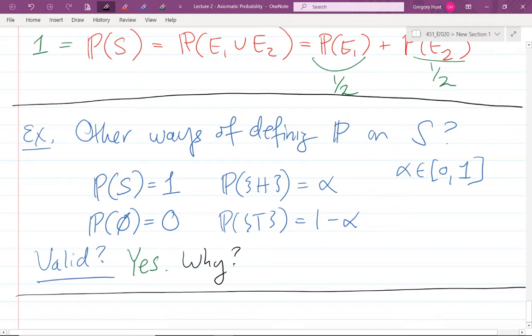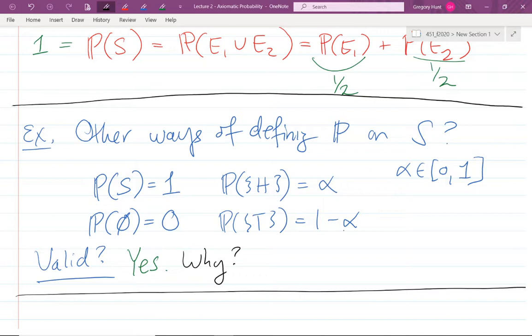Can you check the Kolmogorov axioms for this? Non-negativity, unit measure, and countable additivity. It's going to be kind of similar to the previous one, but I've generalized it. It doesn't have to be 1/2. It's basically a weighted coin, right? Where the probability of heads is alpha. And our intuition is this should be a valid way, another way of defining a probability function.